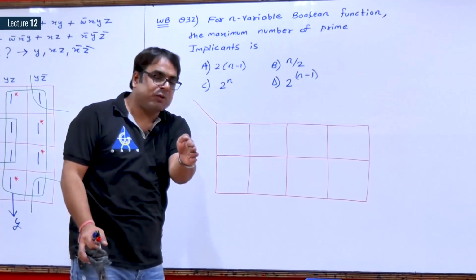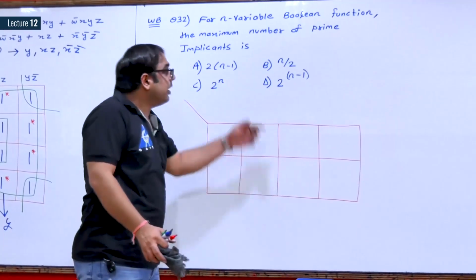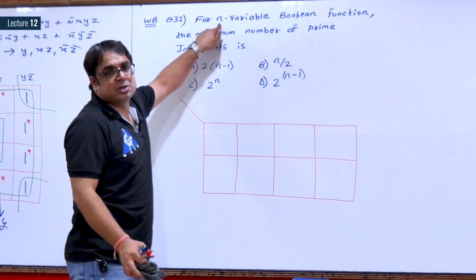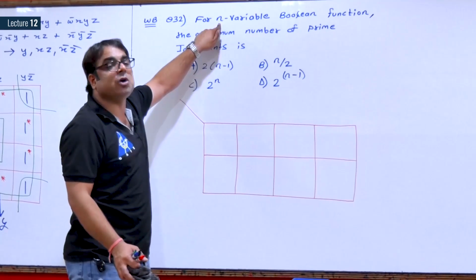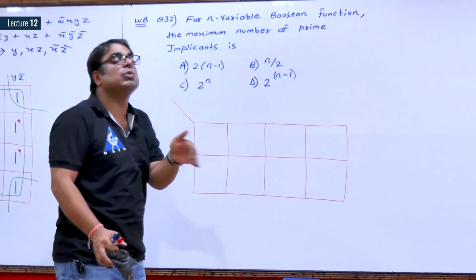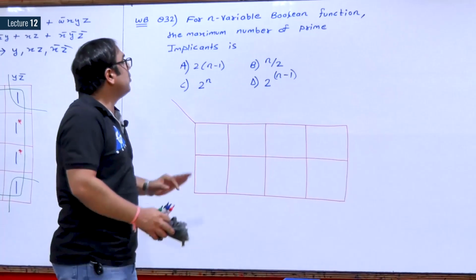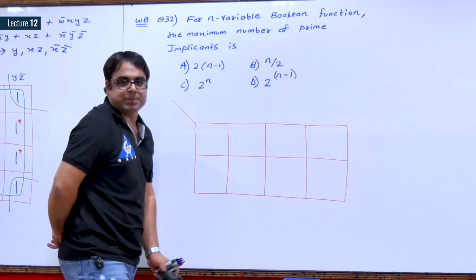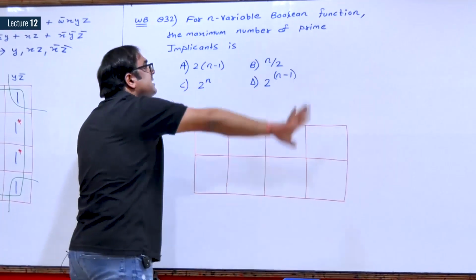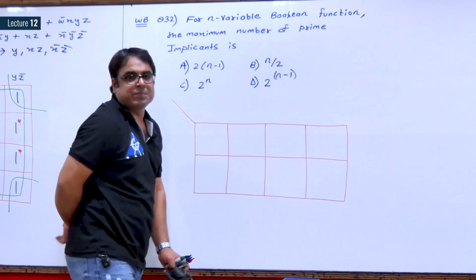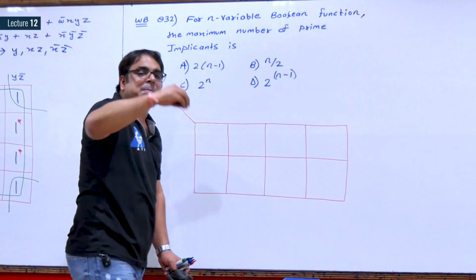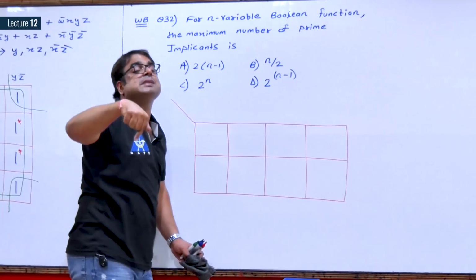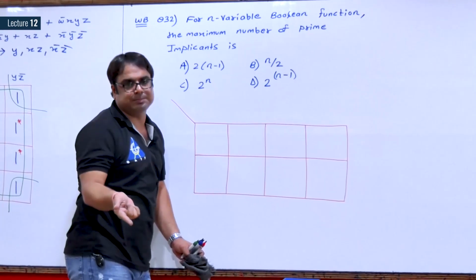Now, I want you to pause the video. You should solve the question for n is equal to 3 only, and then you can continue watching the video. Now, for 3 variables, I have drawn a 3 variable K-map. I want the maximum number of prime implicants. You can fill the K-map any way you want, just your target is that the number of prime implicants should be maximum.